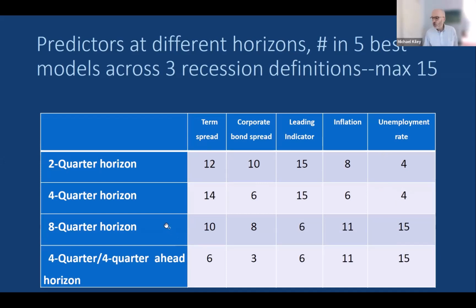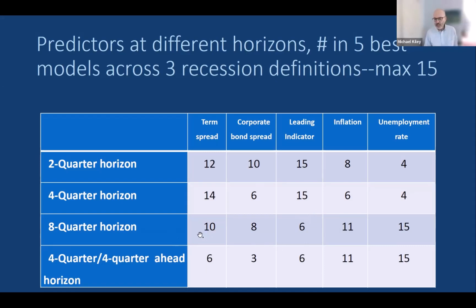If one then turns to longer horizons, so is a recession likely over the next 8 quarters, or at the 1 year ahead, the 4 quarter ahead horizon, the results are very different. So the leading indicators do not often appear in the best fitting models. They're a measure of near-term recession risk. They're not a measure of medium to long-term recession risk.